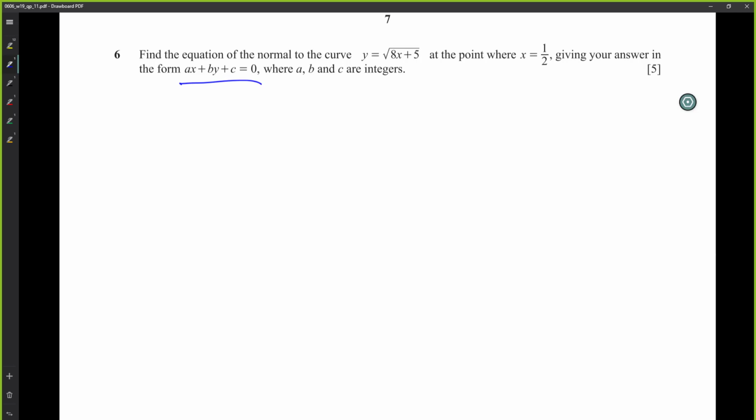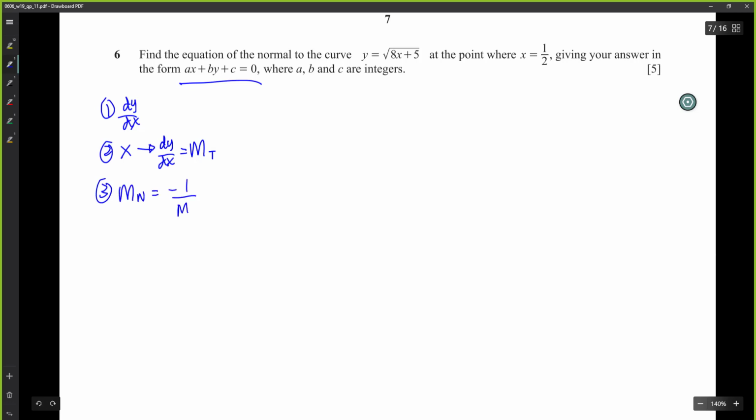So yeah, we kind of need to find the equation of normal. So whenever you want to find equation of normal, you can always follow this step. First step, we do dy/dx. Second step, we sub x value into dy/dx. Why you want to do that? Because we want to get the gradient of tangent. Then the third step, you want to find the gradient of normal by negative 1 over gradient of tangent. Then the fourth step, you need to form the equation y minus y1 equals to gradient of normal times x minus x1. So you can always follow these 4 steps to get your equation of normal.